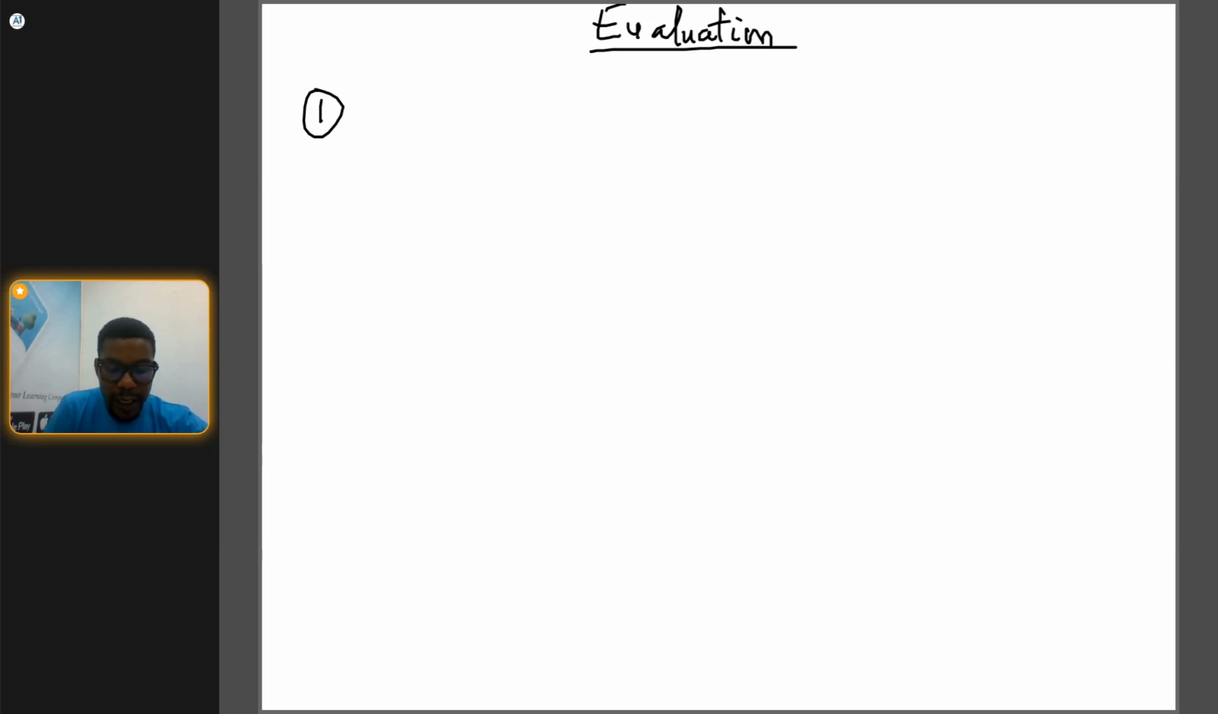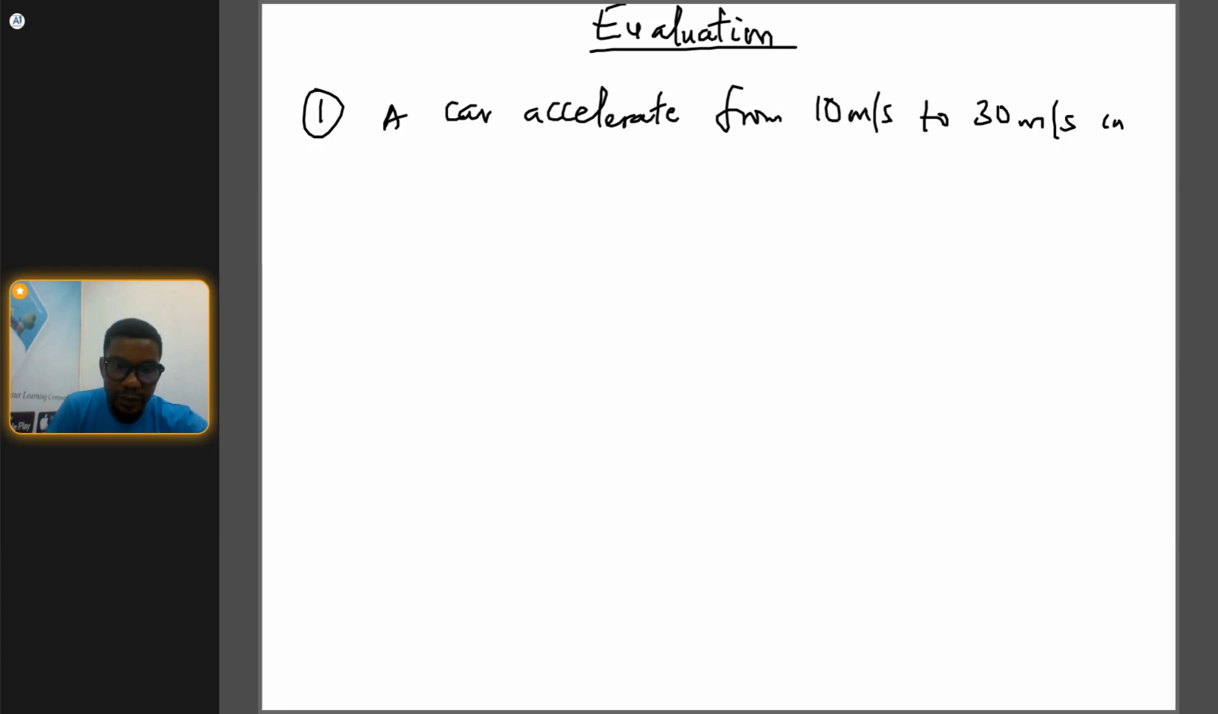Question 1. A car accelerates from 10 meter per second to 30 meter per second in 5 seconds. What is the acceleration?